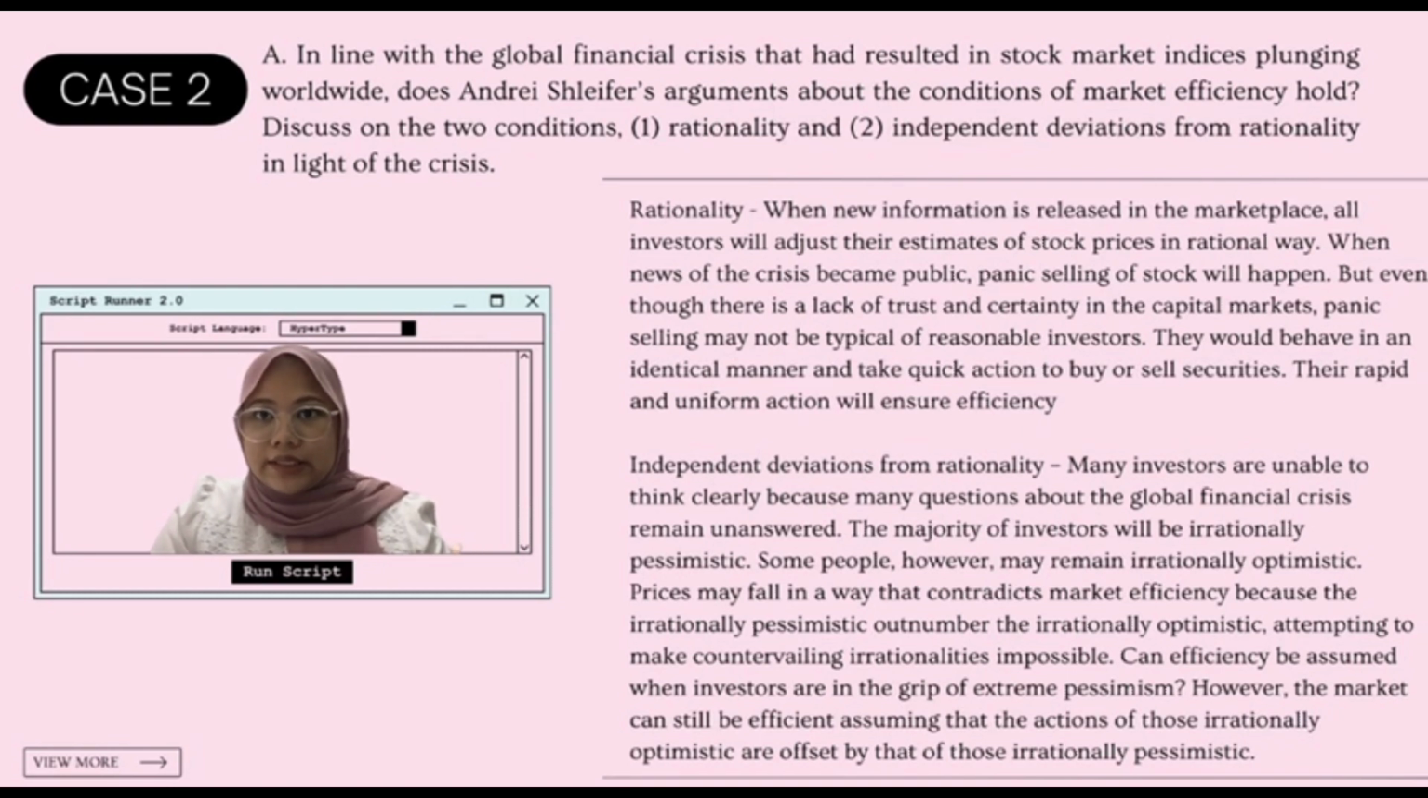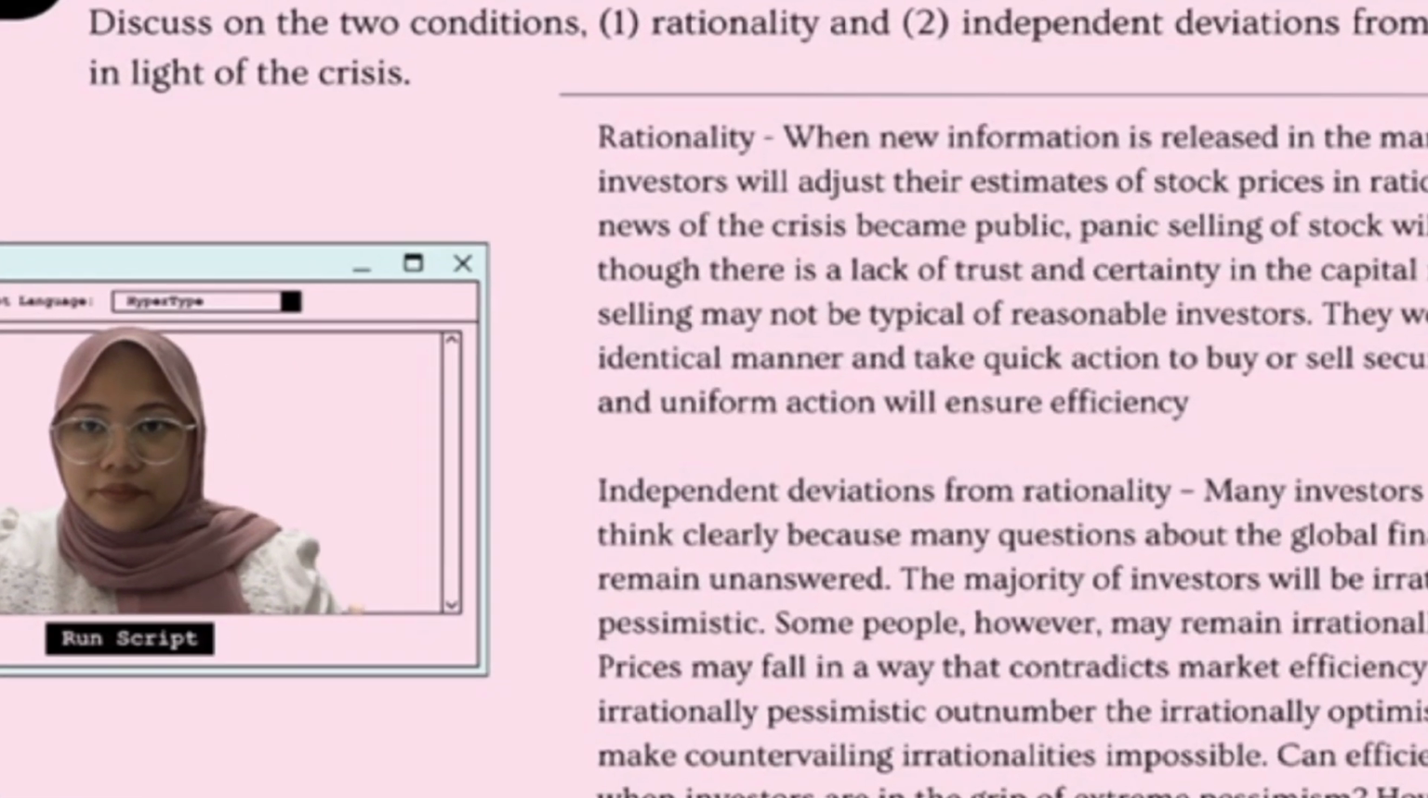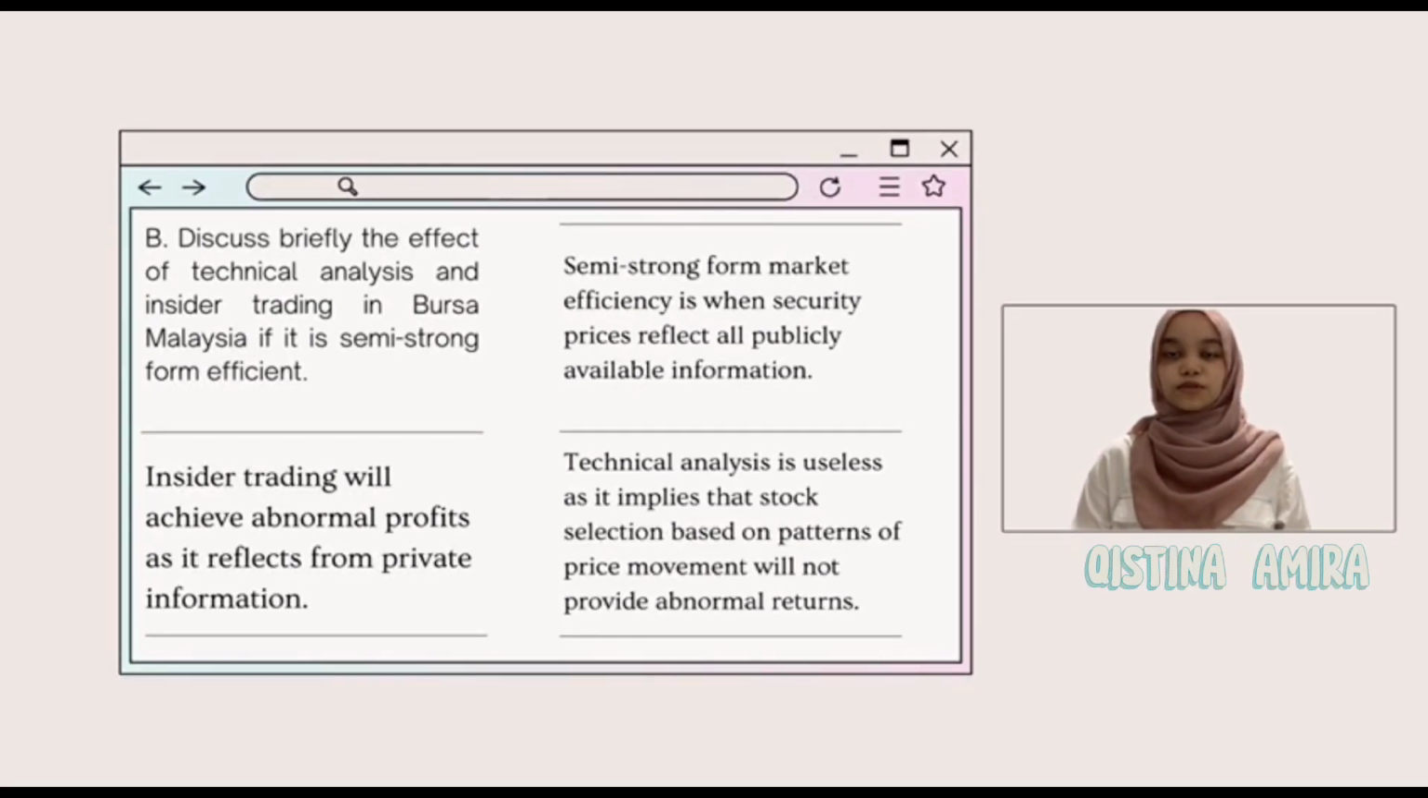However, the market can still be efficient, assuming that the actions of those irrationally optimistic are offset by those irrationally pessimistic. Case 2 question B is to discuss briefly the effect of technical analysis and insider trading in Bursa Malaysia if it is semi-strong form efficient.